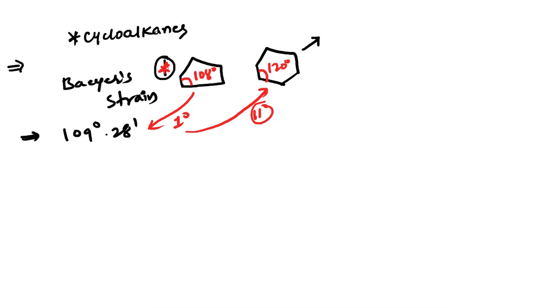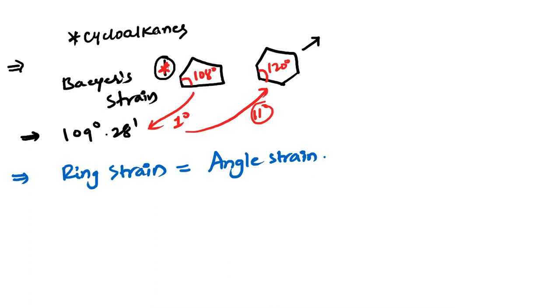But it is absolutely wrong, because not only the bond angle, other aspects influence the stability of the rings. So we need to consider various factors which affect the stability of the ring. First we consider ring strain. Ring strain is simply the sum of angle strain and torsional strain. What is torsional strain? We can give another name for it: eclipsed strain.